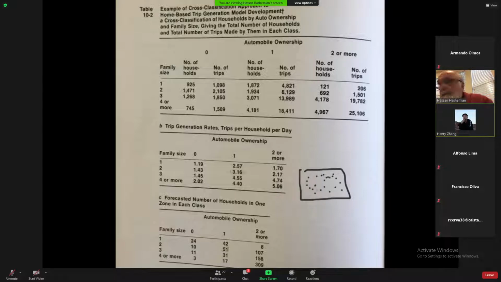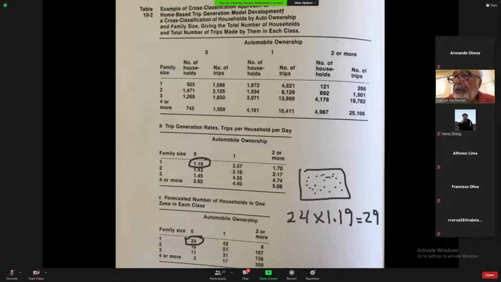Household times the trip generation rate. Yeah, that's very simple. So we multiply 24, which is in this category here, by what? By 1.19, correct? This is the average number of trips made per household in this category. So we have 24 households making 1.19 trips per household. When we multiply them, you have 29 trips. So there are 29 trips in that category. Everybody understand that?